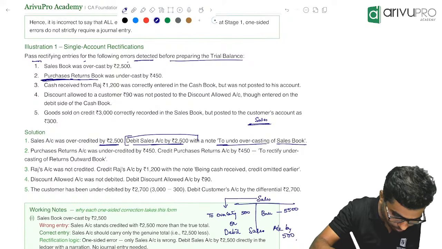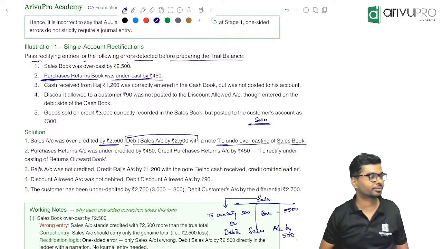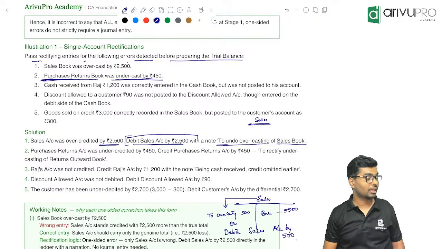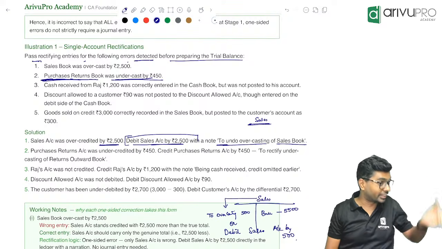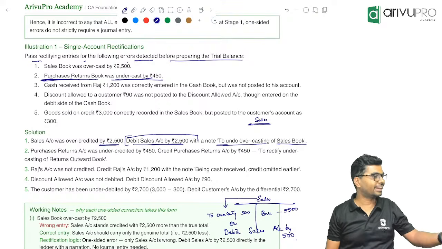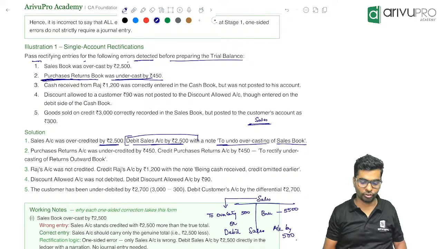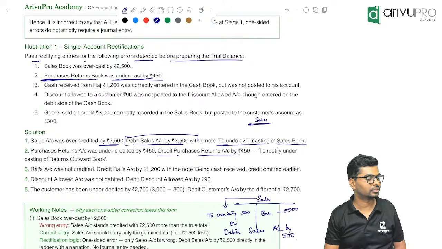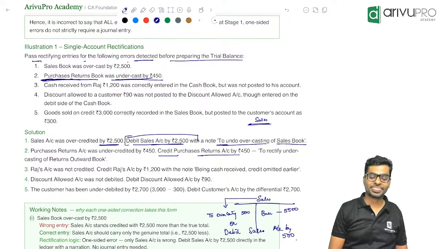Next one. Purchase return book was undercast. Purchase return is having a debit balance or a credit balance? They are saying it is undercast. Means what? You are shorting credit by 450. How do you rectify it? Credit purchase returns by 450. See here, credit purchase return by 450.